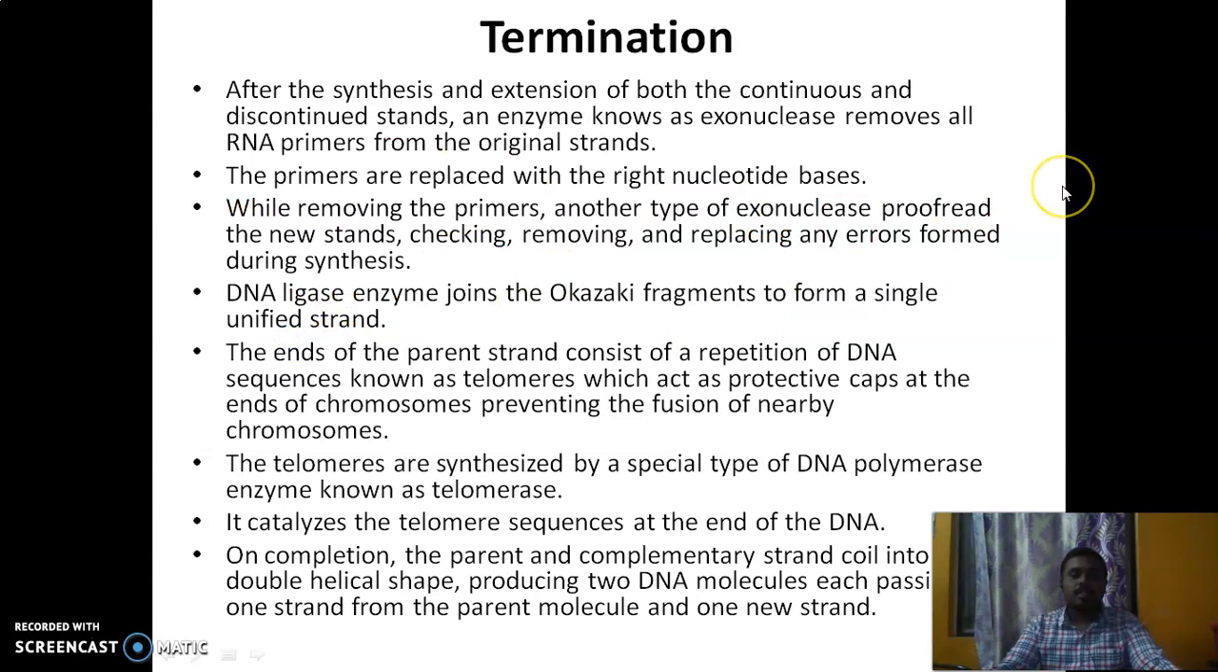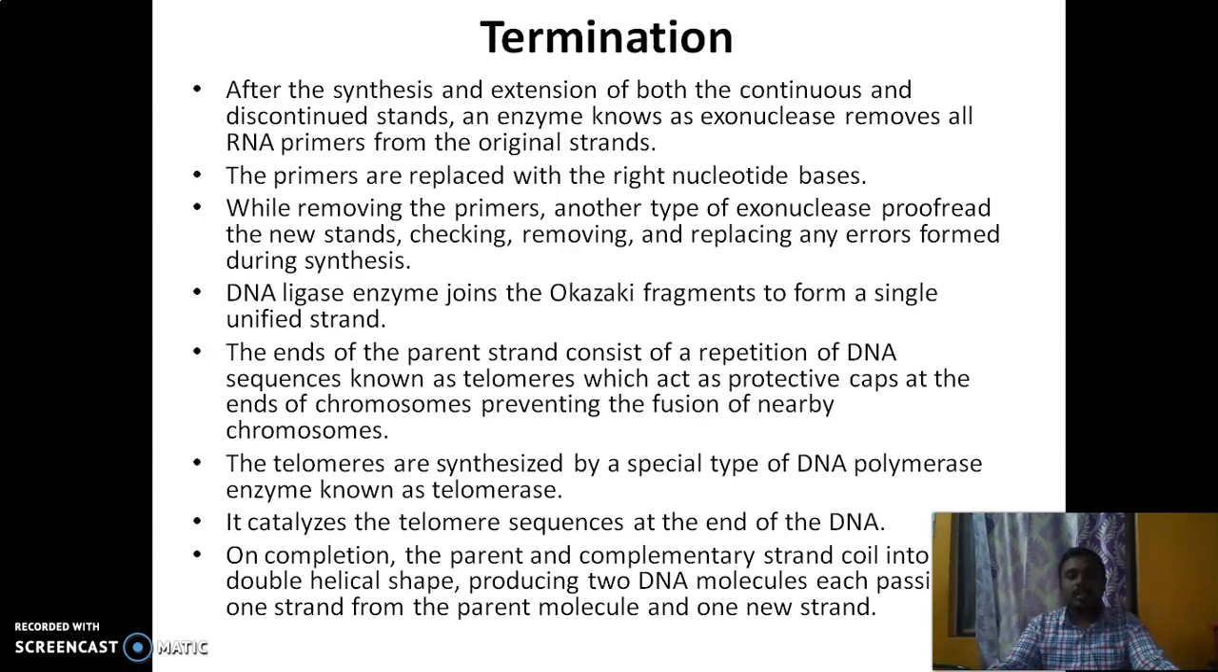The last step is termination. In this termination process, after the synthesis, the exonucleases will remove all the RNA primers from their original strands. Once the primers are removed, the DNA polymerase will do its proofreading activity, where it will check whether it has added the right nucleotides which are complementary to the template strand, and it will check for any errors. Once the proofreading is over, the DNA ligase enzyme will join the Okazaki fragments to form a complete single strand in the lagging strand.